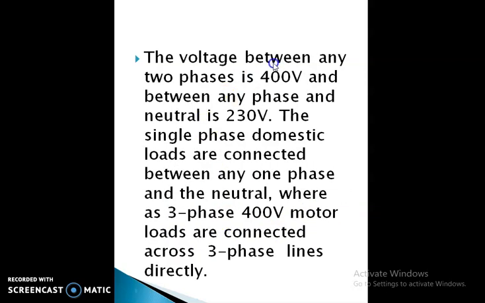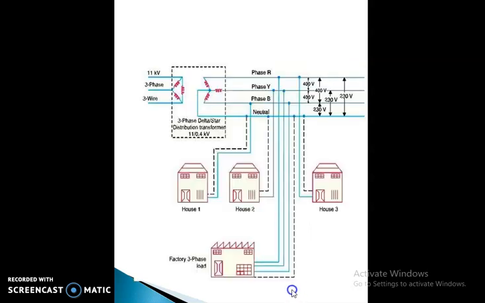The voltage between any two phases is 400 volt and between any one phase and neutral is 230 volt. The single phase domestic loads are connected between any one phase and neutral, whereas 3-phase 400 volt motor loads are connected across the 3-phase line directly.